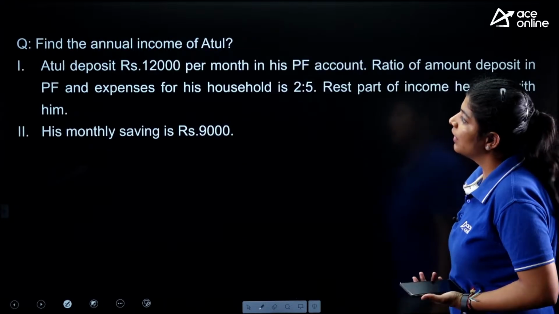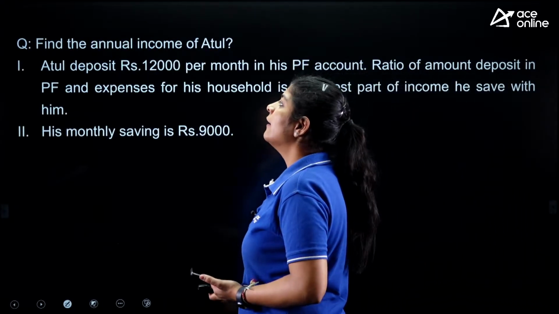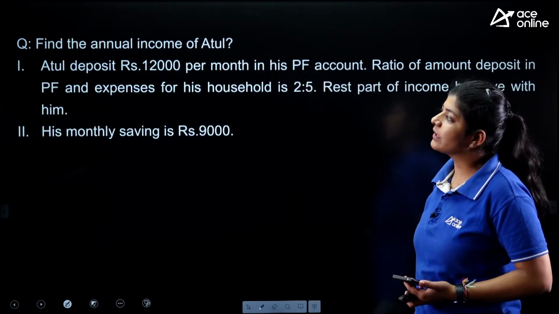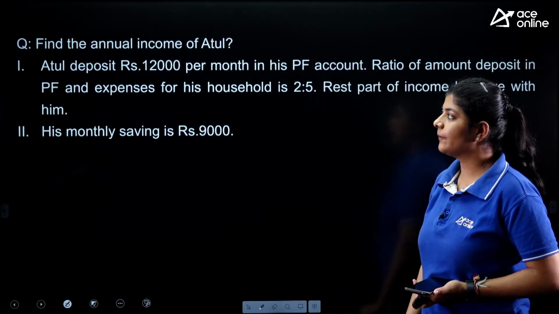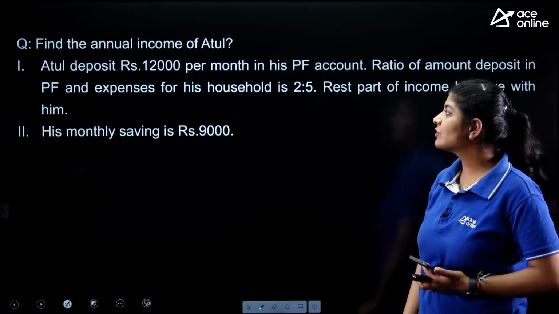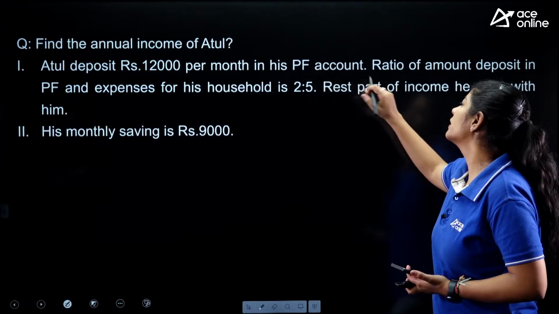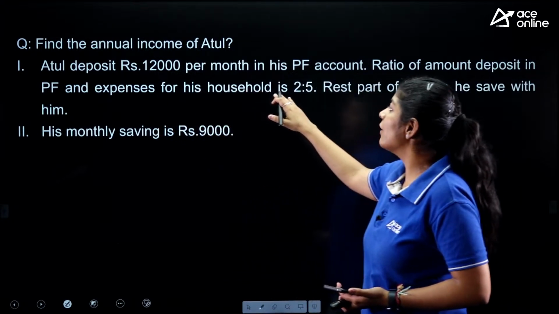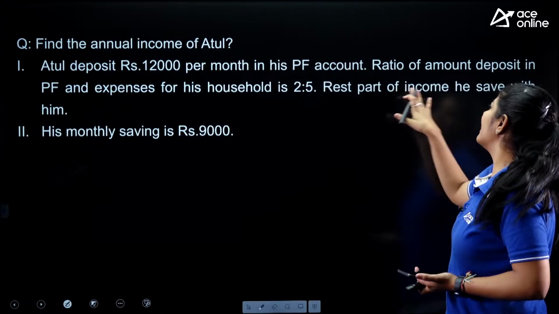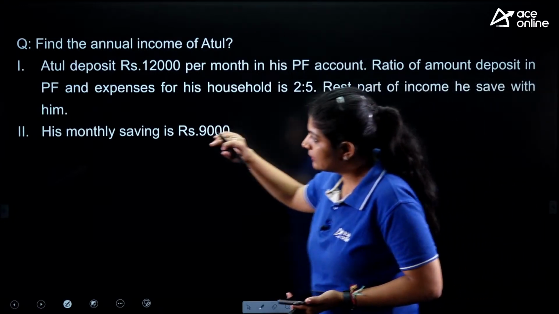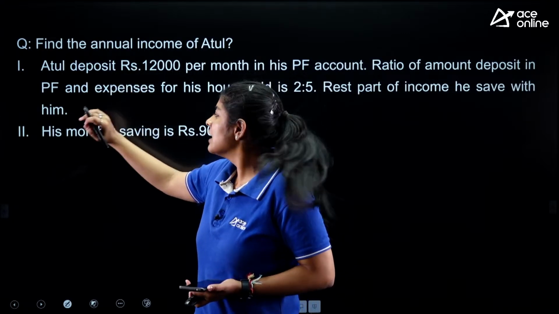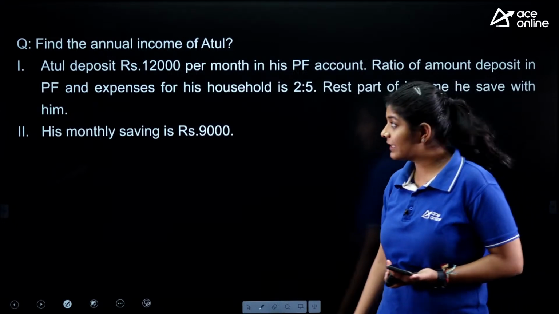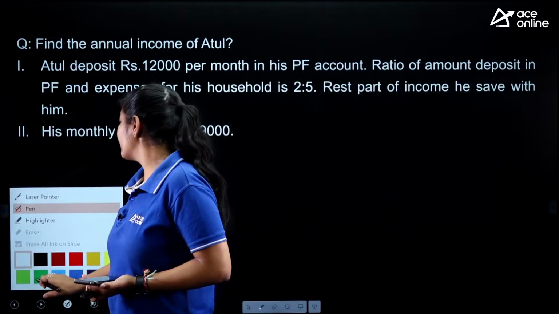Next. The next question says: find the income of Atul. And here we have a statement. Statement number 1 says that Atul deposits rupees 12,000 per month in his PF account. The ratio of the amount deposited in PF and expenses for his household is given. The rest part of the income he saves with him. Okay, this is my statement number 1. Statement number 2 says that his monthly saving is rupees 9,000. Now with the help of this data, can we find out the annual income of Atul?